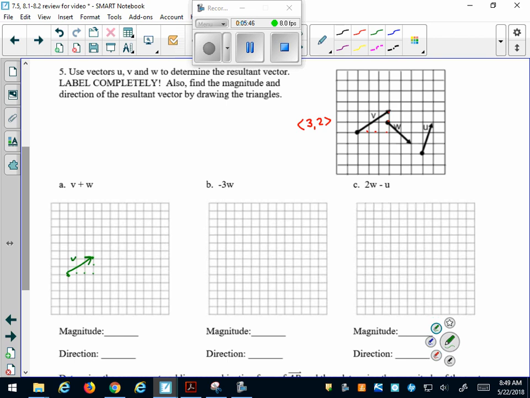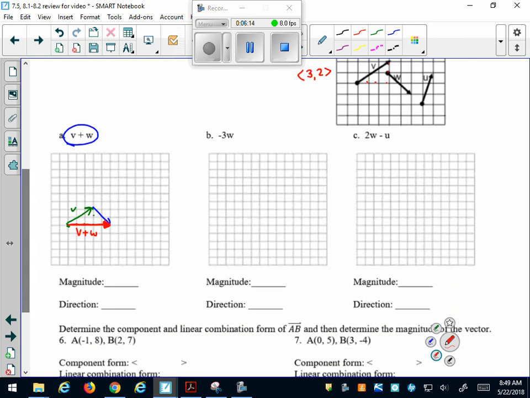Then I'm going to add W. It's a positive W, so I'm going to copy it exactly how it is drawn, which is right 2 and down 2. So my V plus W resultant vector, I'll do in red, is going to be from where I started to where I ended, right here. Okay, and that is V plus W.